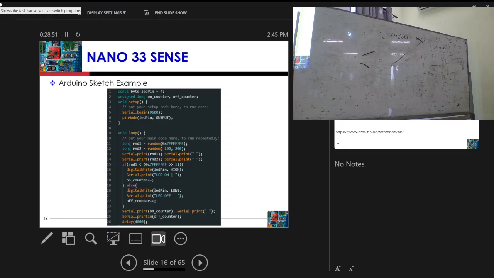Shall we continue? Yes. Now we come and print Serial.print, the random number that it generated. Then we print a space. Serial.print, the second random number, then a space. Now, let's get to the real part. What does this line mean?